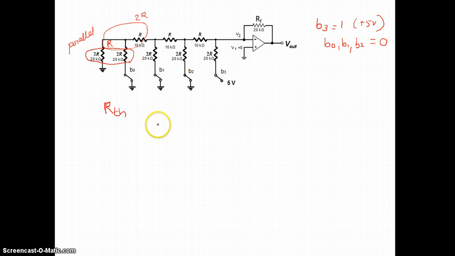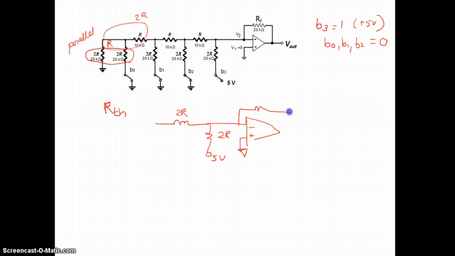So now this circuit you will be having, this is 2R and this one is also 2R. There you are connecting 5 volt. This part is connected to the minus, plus is grounded. This is RF, 20K, and this is the V out. Now this is ground, so this 2R will be the RTH value. So RTH you will be getting as 2R.